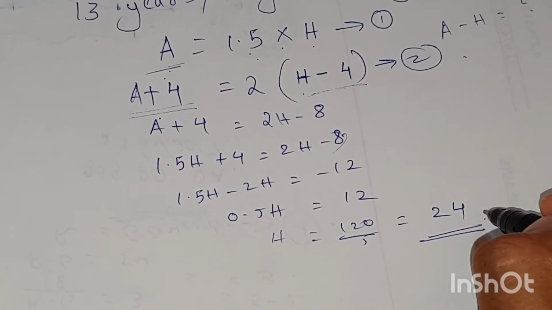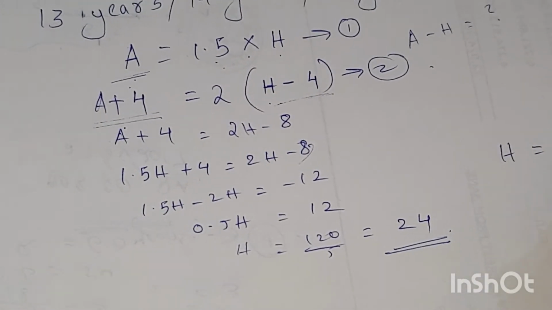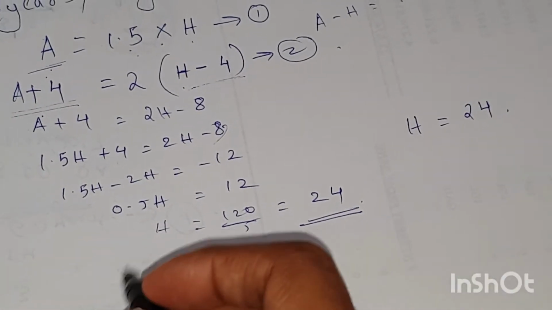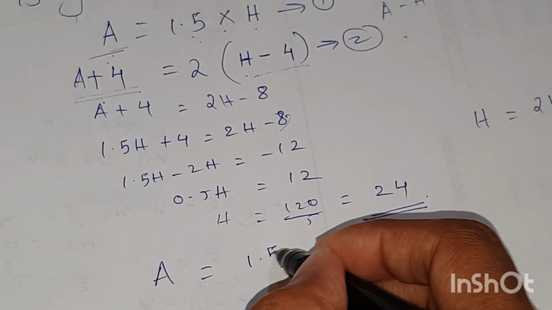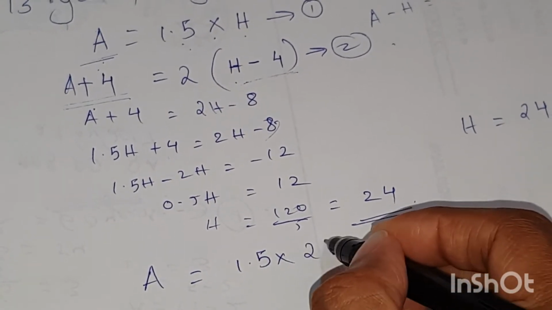So we got the age of Himanshu. Himanshu's present age we got, it is 24 years, right? Now we have to find A. You know from equation 1, A is equal to 1.5 into H, and H we know is 24.